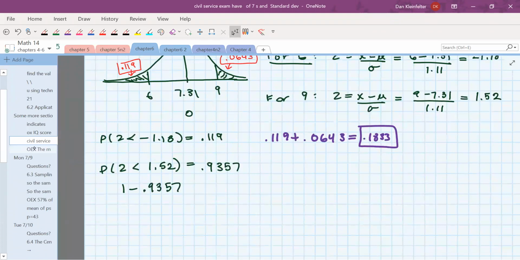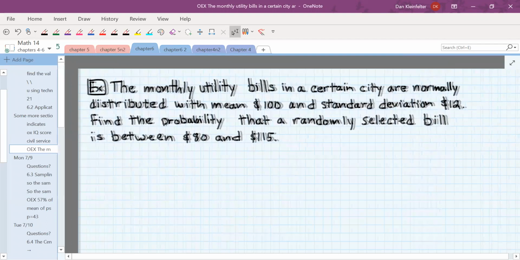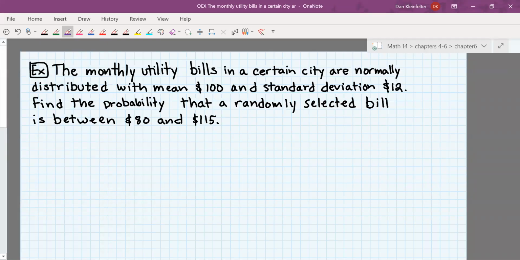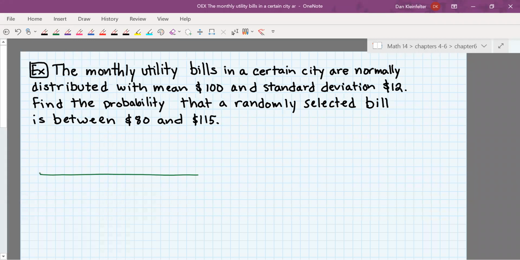Almost done. We have only about one more example. All right, so here, the monthly utility bills in a certain city are normally distributed with a mean of 100 and a standard deviation of 12. We want to find the probability that a randomly selected bill will be between $80 and $115. So as you know, where we'll start is by drawing a picture. The mean is 100. We want to know the probability of being between $80 and $115.